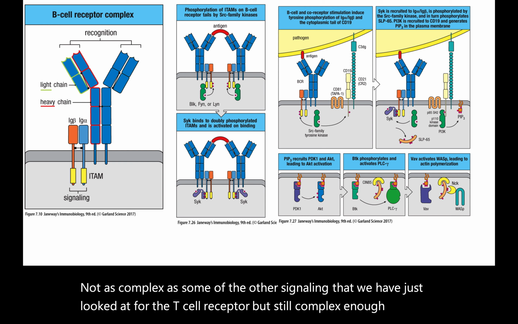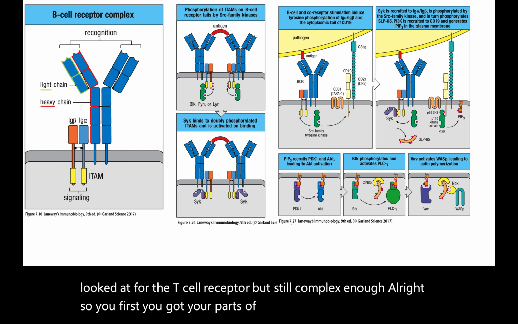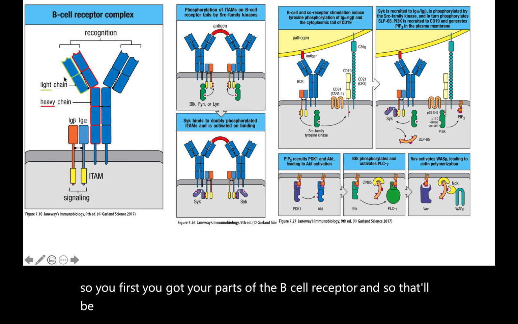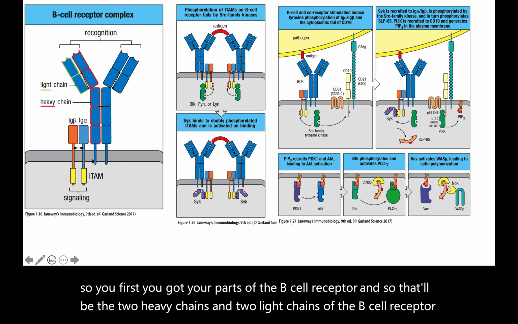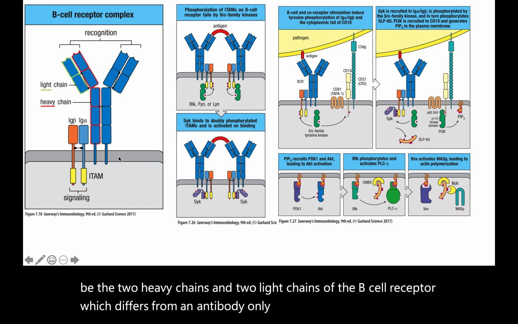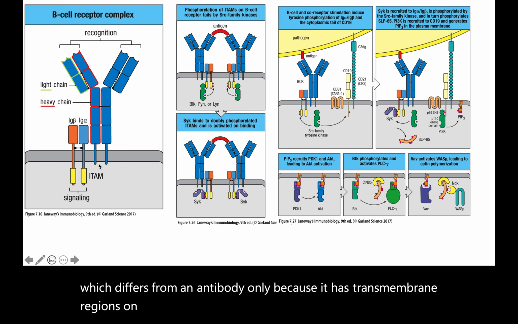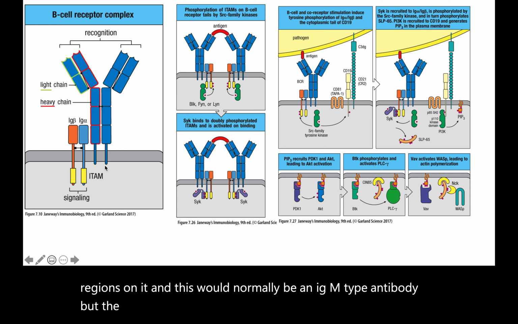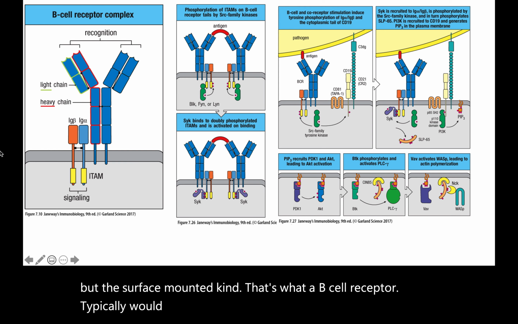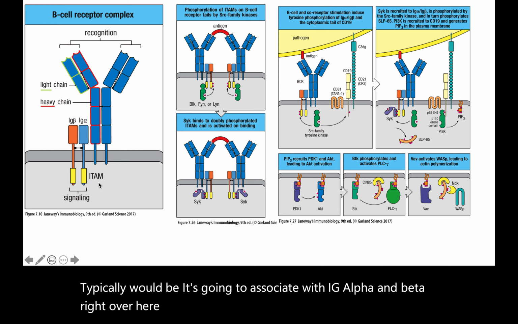So first you've got your parts of the B cell receptor, and so that'll be the two heavy chains and two light chains of the B cell receptor, which differs from an antibody only because it has transmembrane regions on it. And this would normally be an IgM type antibody, but the surface mounted kind, that's what a B cell receptor typically would be. It's going to associate with Ig alpha and beta right over here, each of which has an ITAM on the bottom.